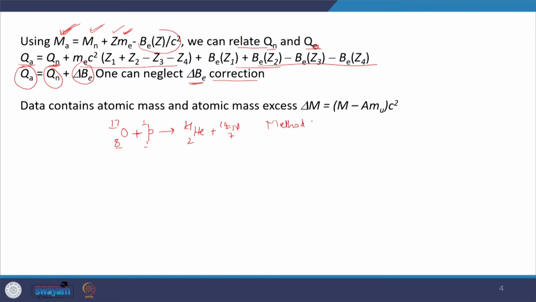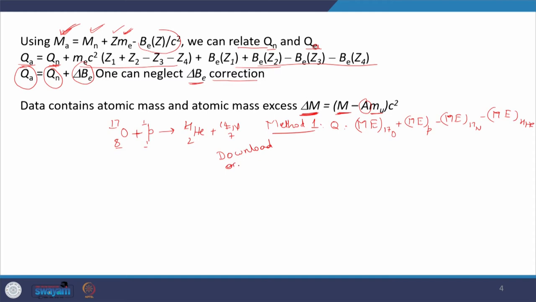So, how do you find out the Q value of a nuclear reaction? It is equal to mass excess. What is mass excess? Delta M, that is mass of the atom minus mass number into atomic mass unit, multiplied by C square. This is a well known relation, right? So, here mass excess of 17 oxygen plus mass excess of proton minus mass excess of 14 nitrogen minus mass excess of alpha particle, right?